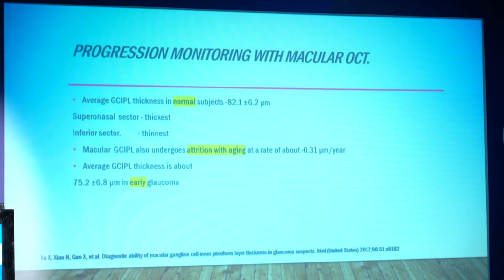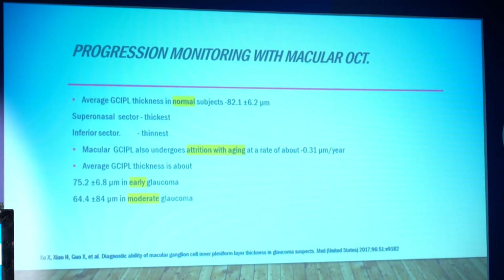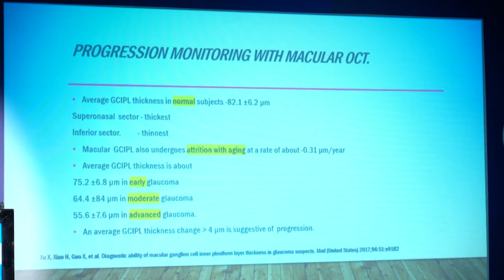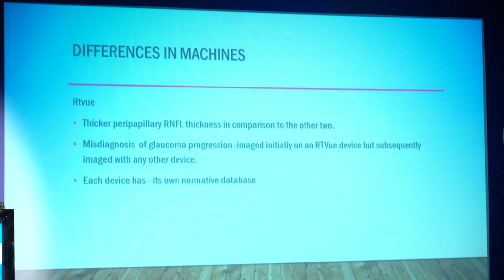And in early glaucoma it reduces to around 75. In moderate it goes down to 64, and then in advanced it may drop down to 55. So if the change is more than 4 micrometer, then it is suggestive of progression. We have to keep in mind the difference in machines. If we use RTVue, it generally gives us higher values, so if we use it to assess progression, we get false data.